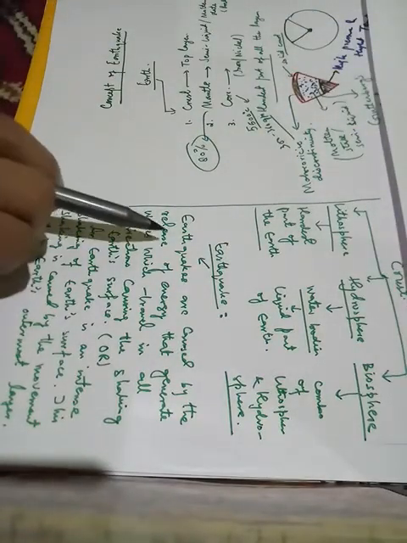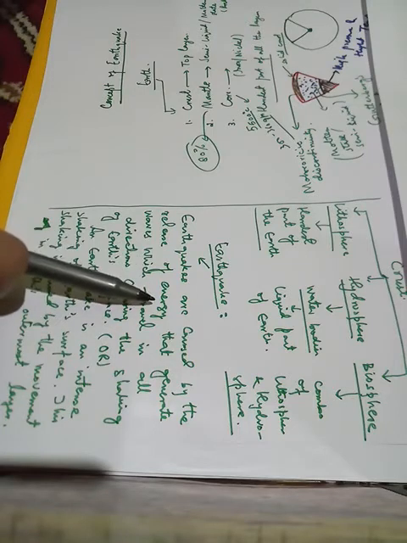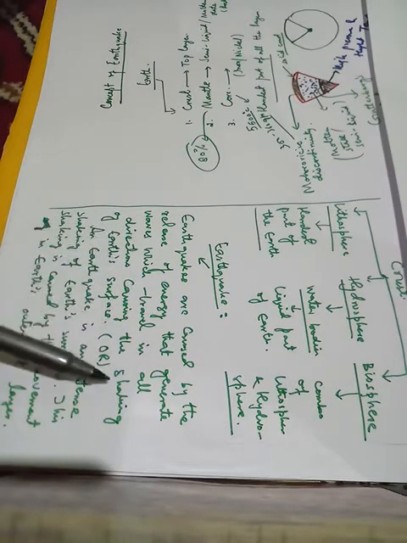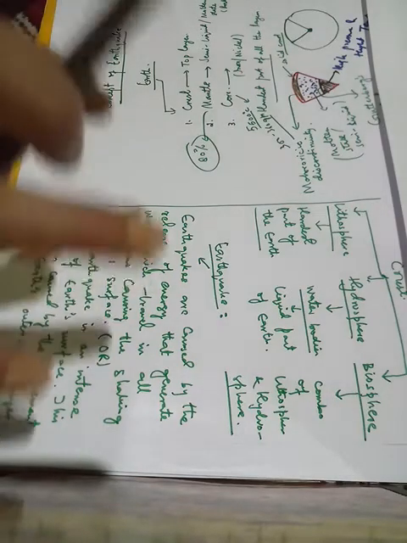सो अगर हम डेफिनेशन की अब बात करेंगे, जो मैंने आपको डेफिनेशन लिखवाई, just go to the definition now. Earthquakes are caused by the release of energy that generates waves which travel in all directions, causing the shaking of earth's surface. Okay, an earthquake is an intense shaking of earth's surface. This shaking is caused by the movement in the earth's outermost layer.